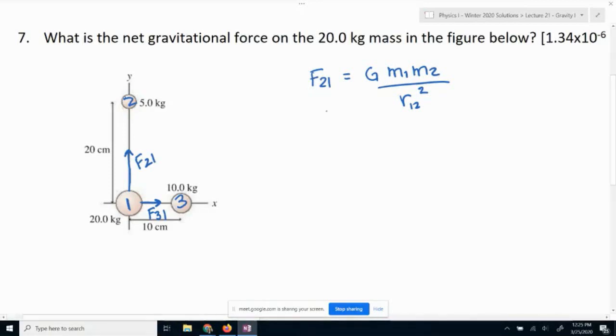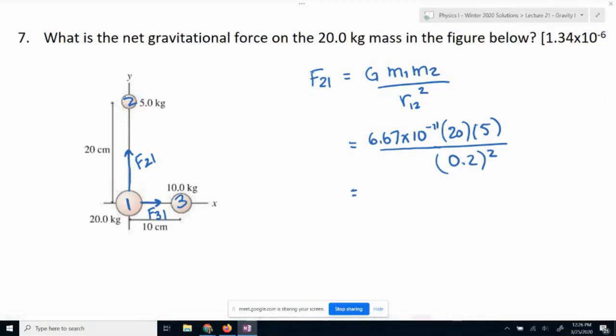So let's do that. I'm going to first find out what the force of 2 on 1 is. So it's 6.67, mass 1 is 20, mass 2 is 5, over the distance between them, which is 20 centimeters, 0.2 meters, squared. Okay, notice the formula for force and the formula for energy are really close. The radius is not squared in energy, and there's a negative sign in front. You're going to get all the formulas. Make sure you don't mix them up because everything will be wrong, of course, if you use the wrong formula.